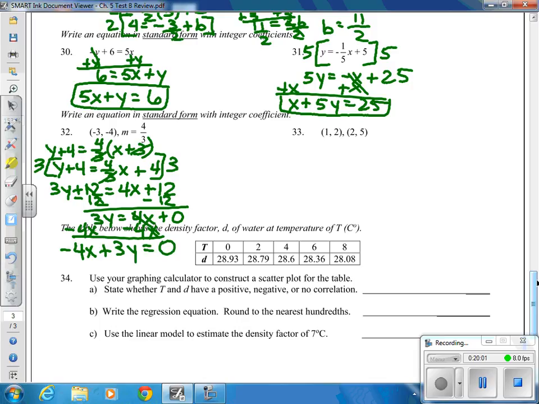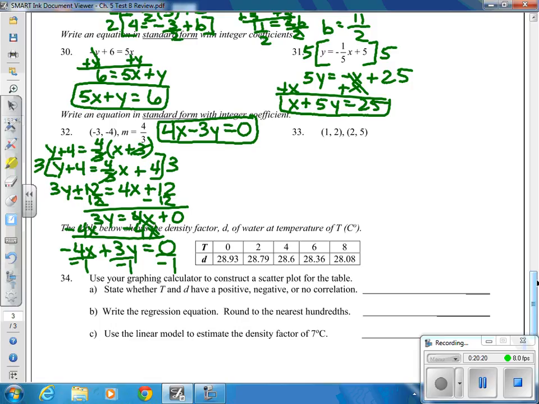And while it's in the right order, I'm still breaking a rule. Can't have a negative in the a spot, so I need to divide everybody by negative 1. So your final equation for number 32 will be positive 4x minus 3y equals 0. Okay, so it takes a lot of steps there because there were some major rules being broken, but this is all the work you need to go through.